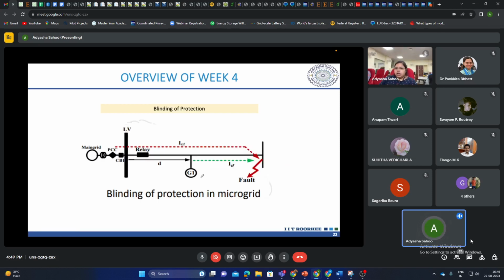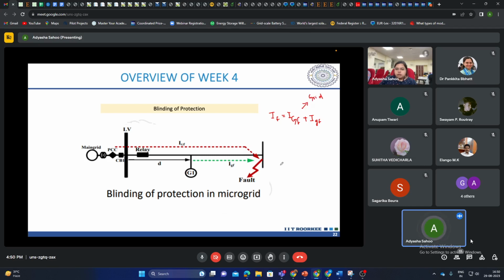Then last we had blinding of protection. Let's say we had a fault here. The I fault was I_G times fault plus I_GF, when we have the grid connected here.